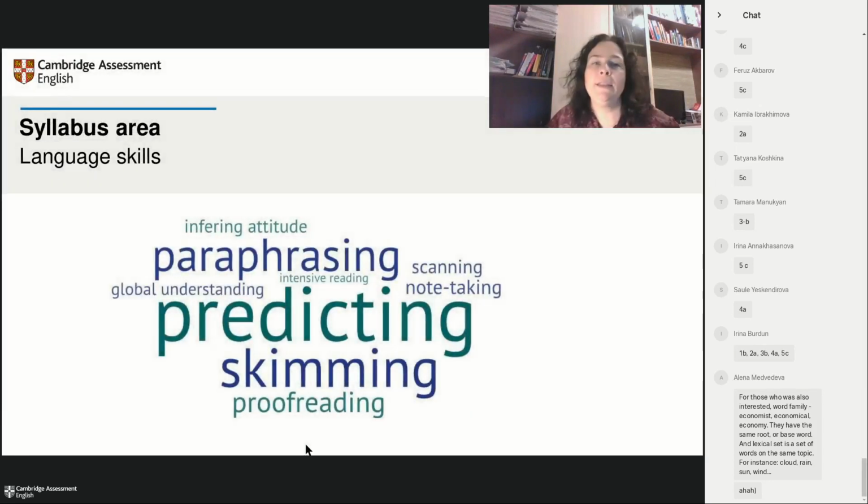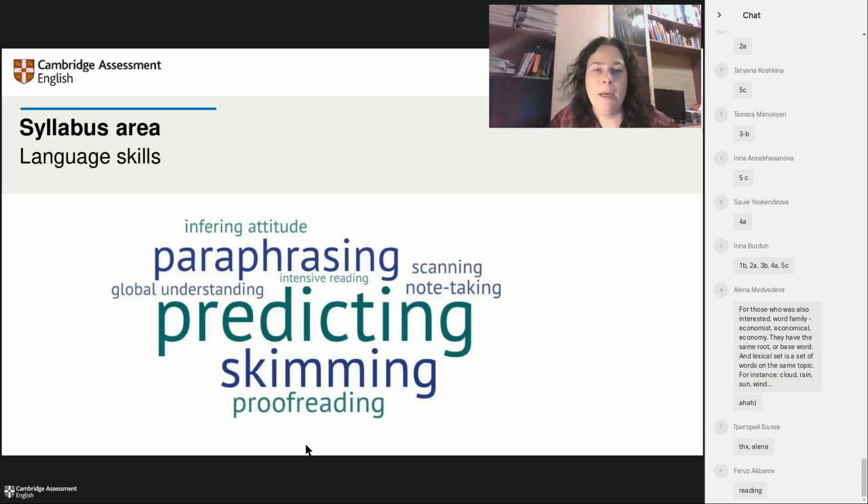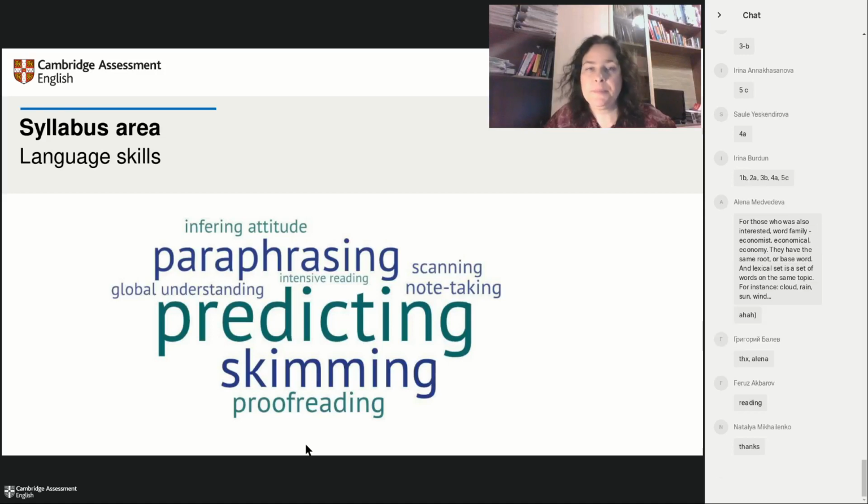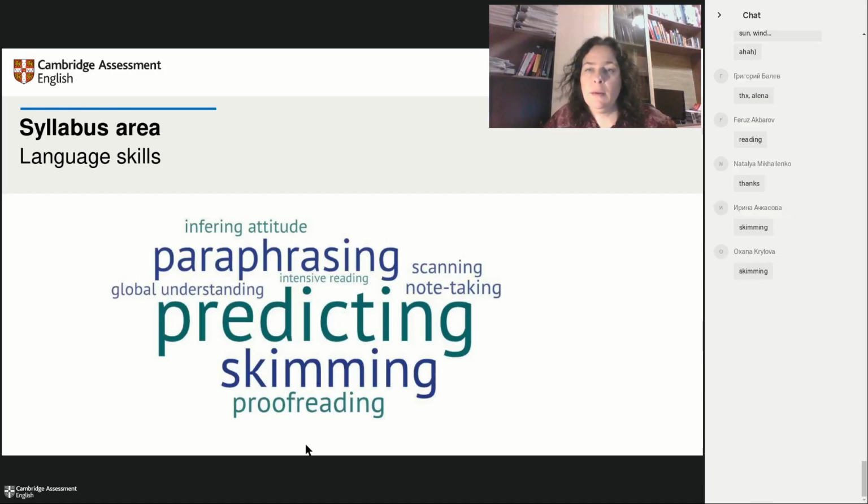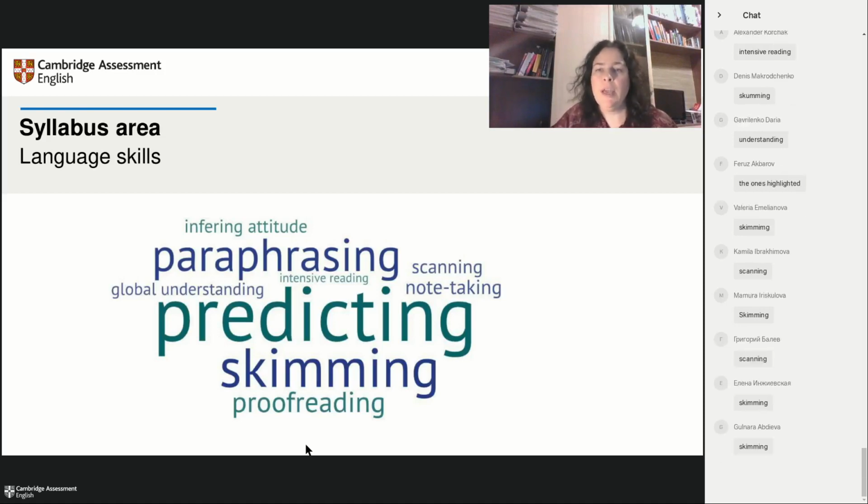Okay, have a look at the language sub-skills that I'm highlighting here on the slide. In this word cloud, there are some of the sub-skills that we can identify for reading. Which of them are about reading? Let's specify. Skimming, absolutely right. Scanning, very good. We have already mentioned those. Intensive reading.